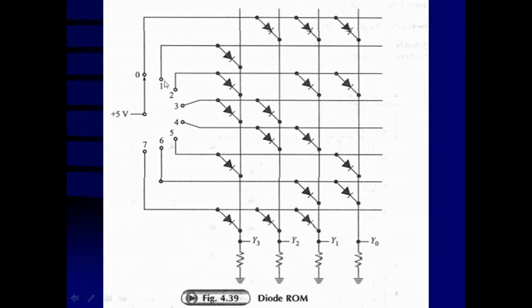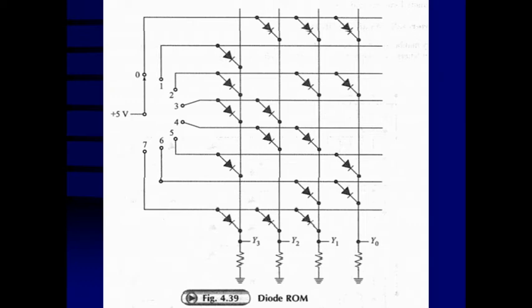Similarly, at location 1, if you want to store 1, 0, 0, 0, then only one of the diodes is connected here between this line and this line. So what happens when the switch position is in 1? Now this line is going to be activated, there is 5 volt here, and this diode will be conducting, and the output Y3 is going to be 1, and this output is going to be 0, this output is going to be 0, this output is going to be 0. So you can say that 1, 0, 0, 0 is stored at location 1.